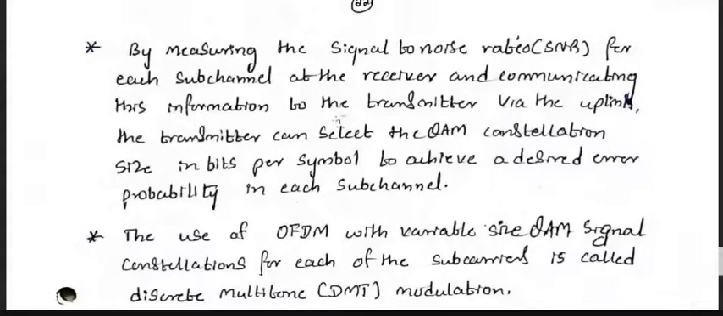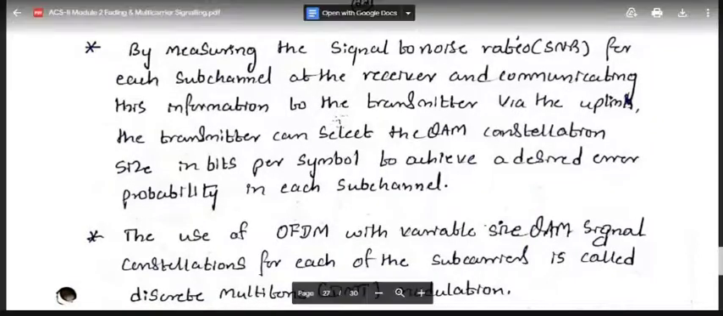There is something called DMT here. DMT is nothing but the use of OFDM, that is orthogonal frequency division multiplexing, with a variable size QAM signal constellation for each of the subcarriers, and it is called discrete multi-tone modulation. I hope that bit and power allocation for multi-carrier modulation is clear.